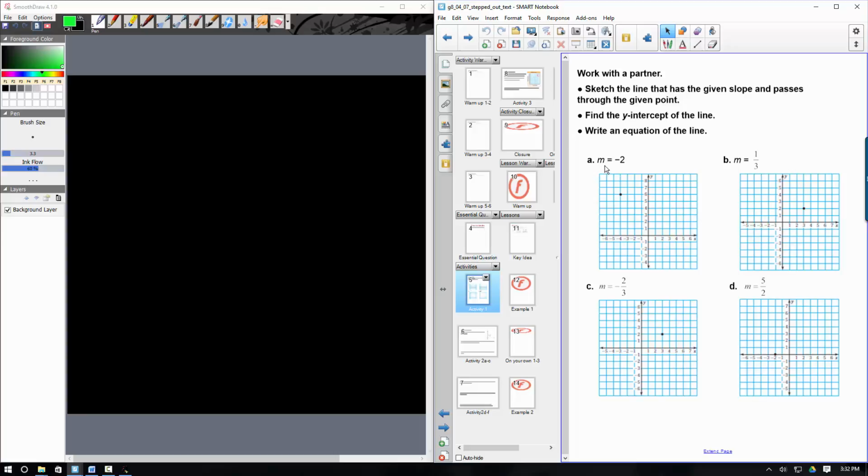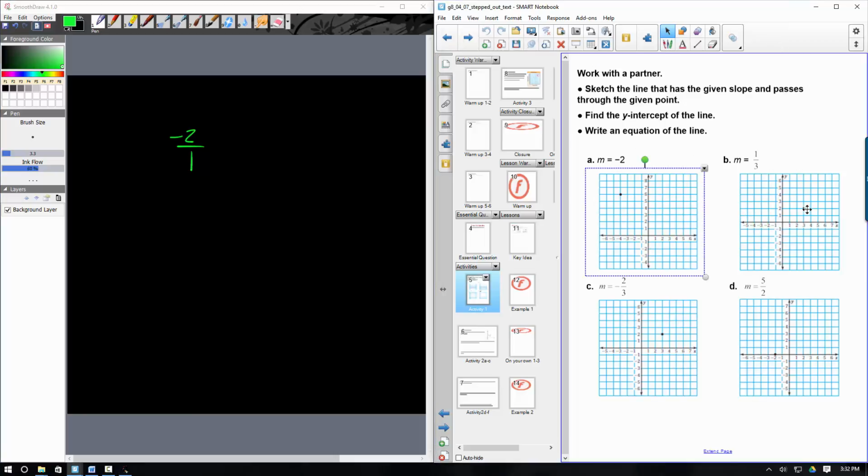It says here, first of all, with your partner, go through and try to sketch out or draw these equations. So if m equals -2, that's my slope, so it'd be -2 over 1, right? If I do that, I'm going to go down 2 over 1, down 2 over 1, down 2 over 1, down 2 over 1. And I'm over here.